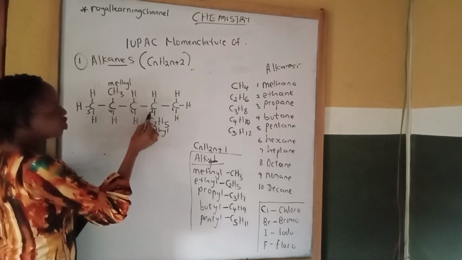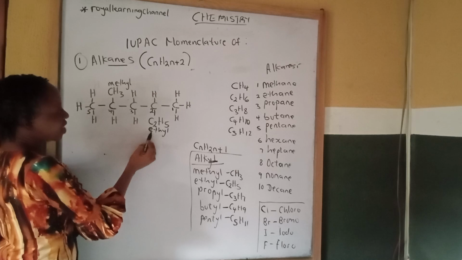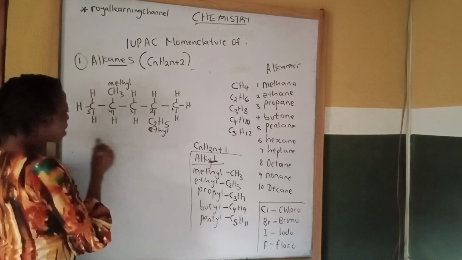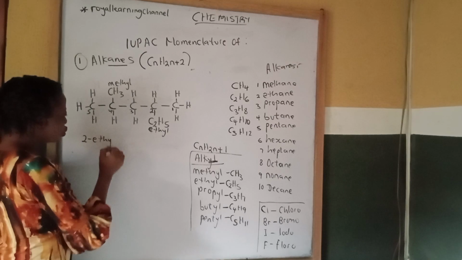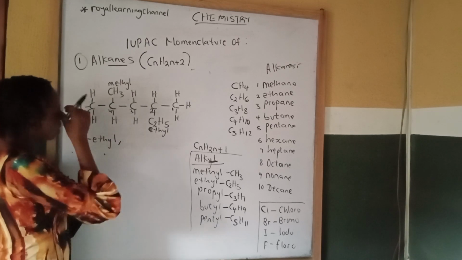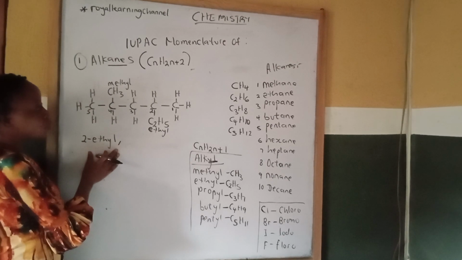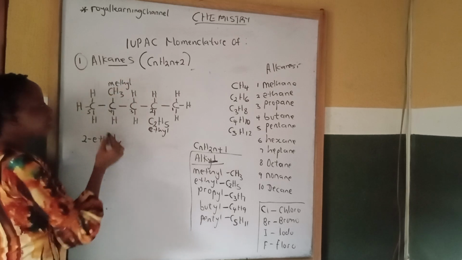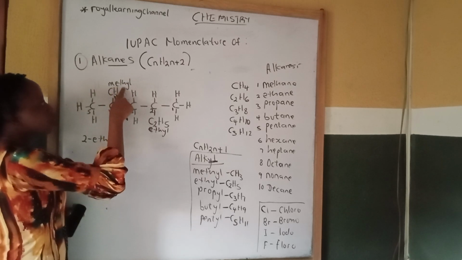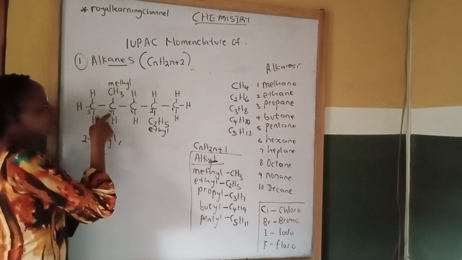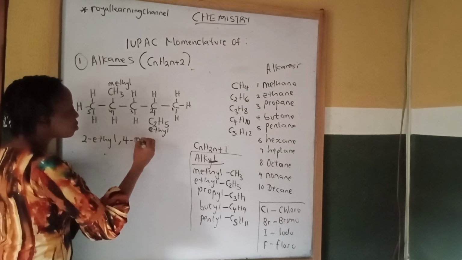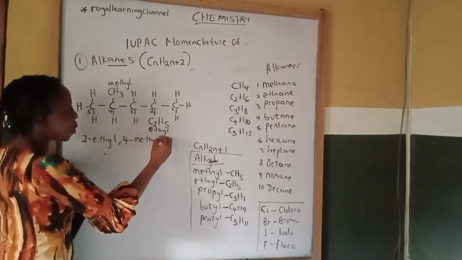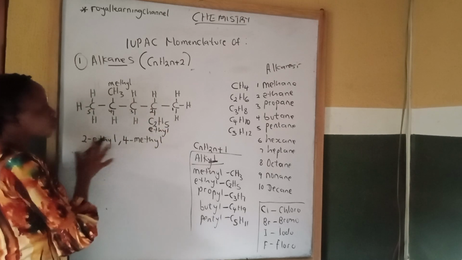My substituent on the number 2 carbon atom is ethyl. So ethyl is on the second carbon atom. What will you call it? You call it 2-ethyl, then comma. Since they are not the same, you cannot bring them together, so you name this one separately. The second substituent, which is methyl, is on the fourth carbon atom. So that will be 4-methyl. So you've named the substituents.